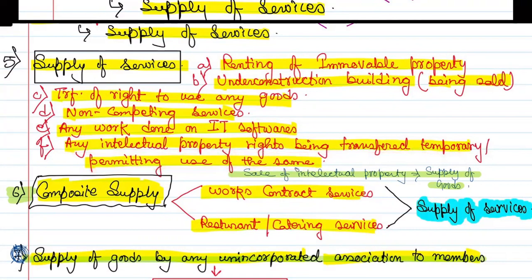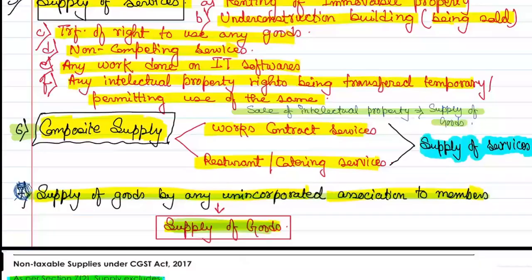But here there is an exception: sale of intellectual property will be a supply of goods. Pre-packed software is being sold nowadays. Tally and all, we know this will never be a service, this will be a supply of goods. But if you are only renting it, taking the license to use it, that is a supply of service.